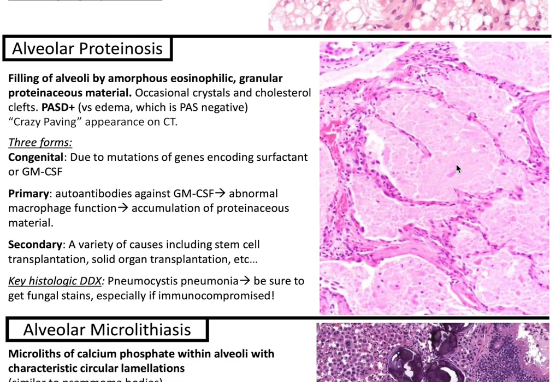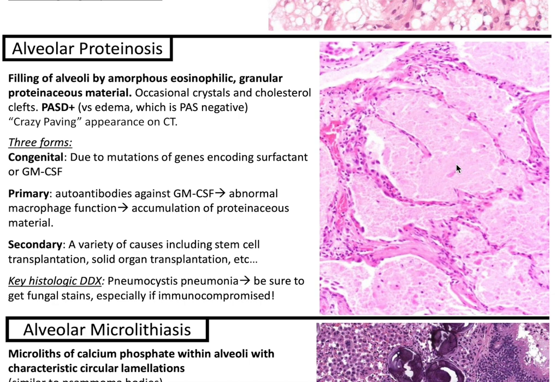Alveolar proteinosis. This is filling of alveoli by amorphous eosinophilic granular proteinaceous material. The occasional crystals and cholesterol clefts is PAS diastase positive versus edema, which is PAS negative, and you have a crazy paving appearance on CT imaging.